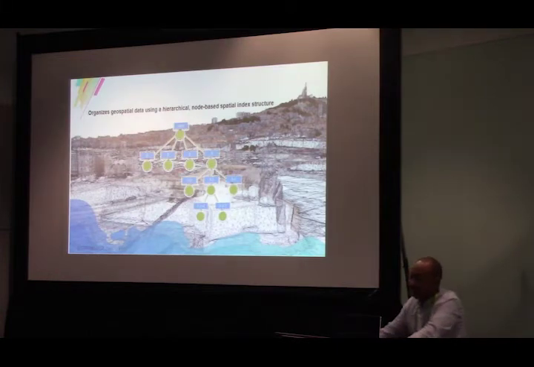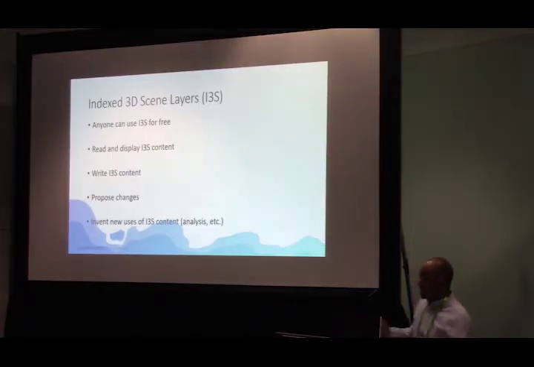A key point about I3S, and I tried to mention that earlier, is this organization of geospatial data using a bounding volume hierarchical structure and tiling the data into node-based spatial indexes, which is common to all the different layers supported within it. This is very common now in the industry. There are different formats that allow you to do that, and I3S is one of them. I3S is free. Anybody can author I3S content, generate content, read content, as well as propose changes to the standard or specification.